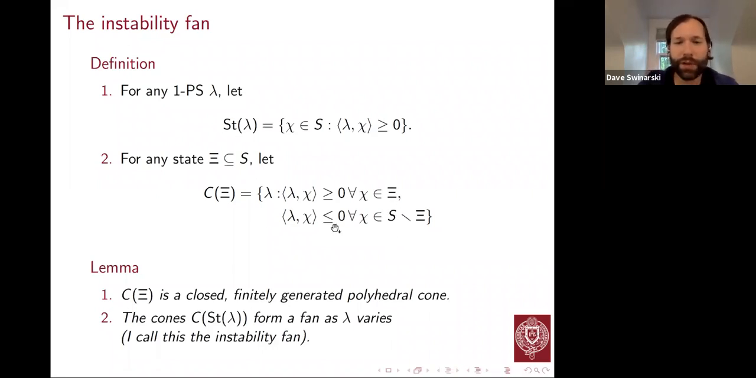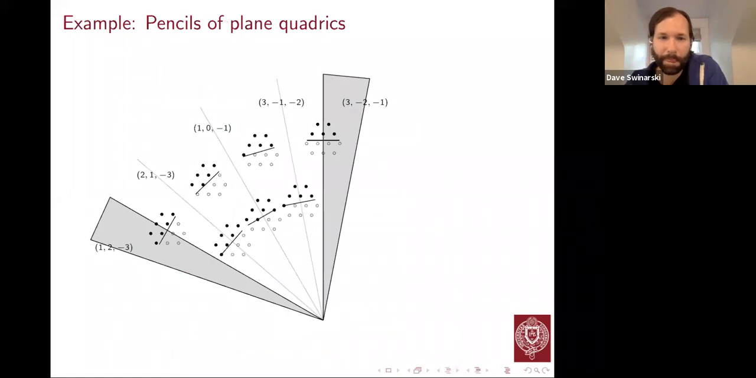It's clear from the definition, we have a finite number of elements in the set S. So these are closed finitely generated polyhedral cones. And with a little more checking, you can check that as lambda varies, the cones of the states of lambda vary nicely too, and they form a fan. And I call that the instability fan. And just to give an example, here's a portion of the fan if we're working with pencils of plane quadratics.